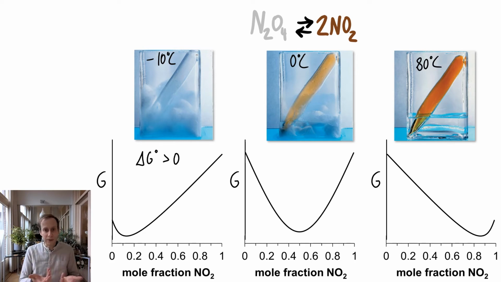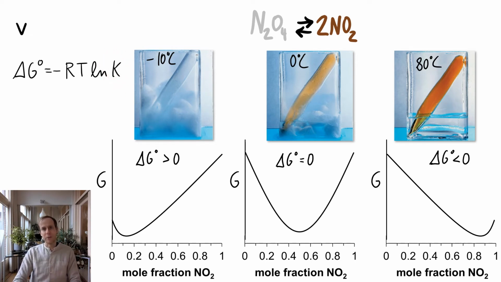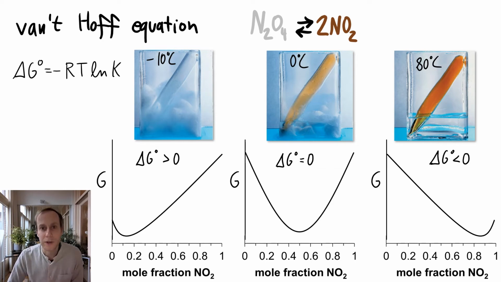And you can also see that the standard Gibbs free energy change of reaction is larger than 0 at minus 10 degrees Celsius, which means it's not spontaneous towards the formation of products. At 0 degrees Celsius, it's 0, and at plus 80 degrees Celsius, the Gibbs free energy of reaction is, at standard conditions, smaller than 0. So you see, the Gibbs free energy of reaction depends on the temperature, and that originates from the temperature dependence of the equilibrium constant K. What is that temperature dependence? That is given by the so-called Van 't Hoff equation.